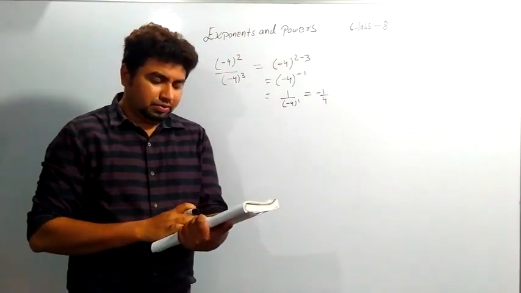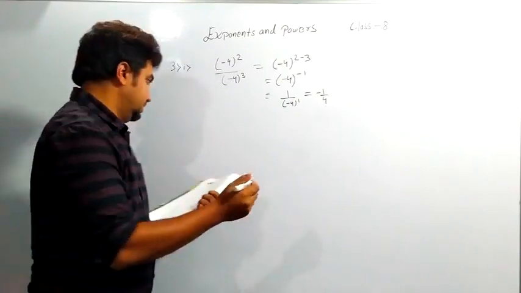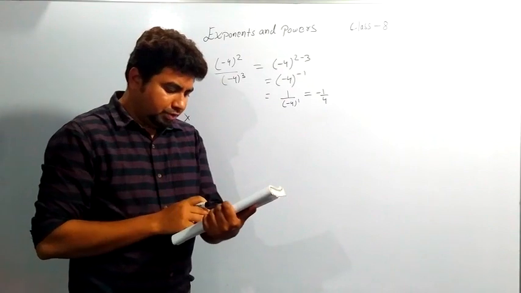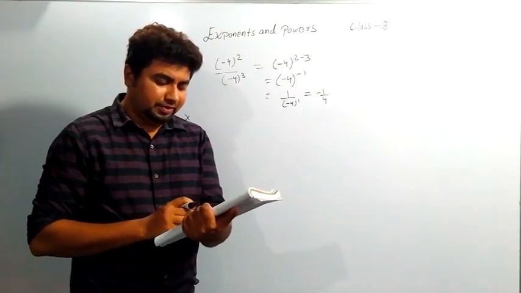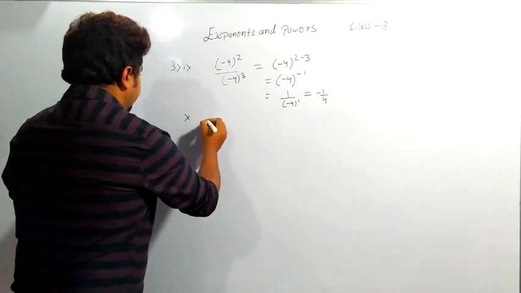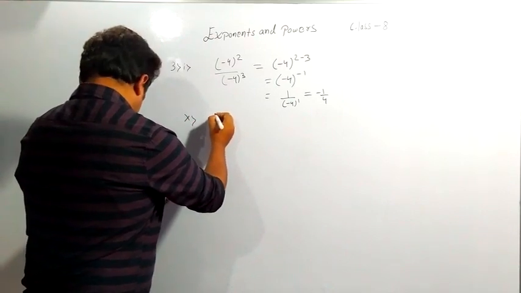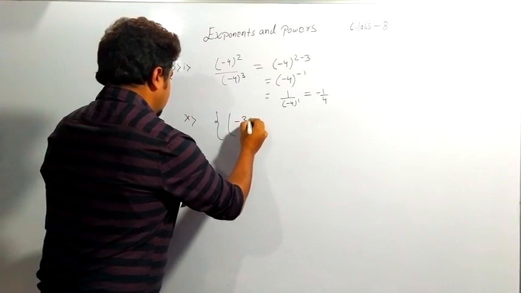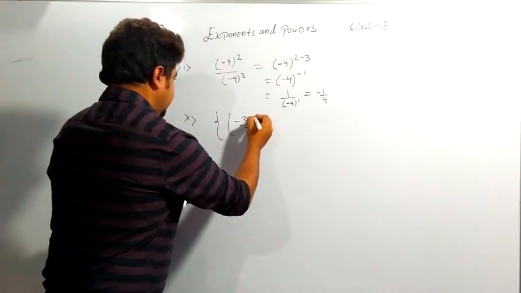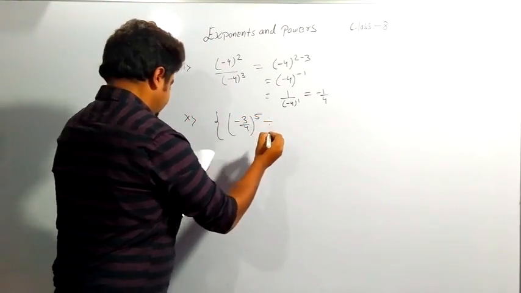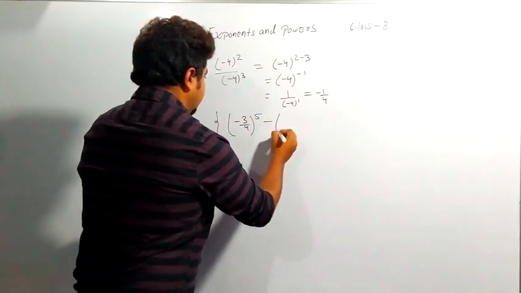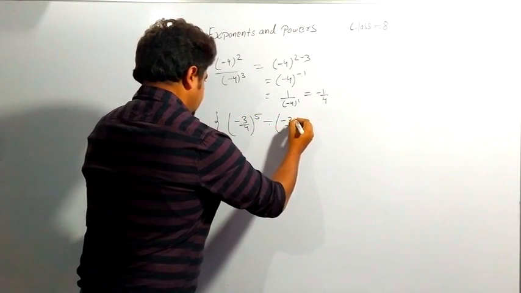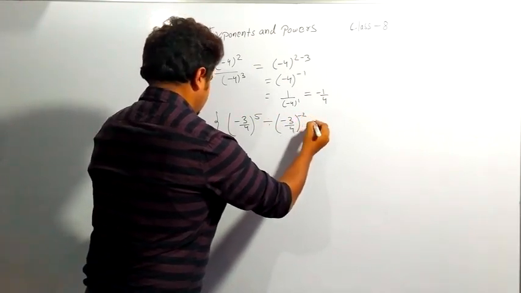Now I will be doing question number 3 bit 10. In this question it is given minus 3 by 4 to the power 5 divided by minus 3 by 4 to the power minus 2.